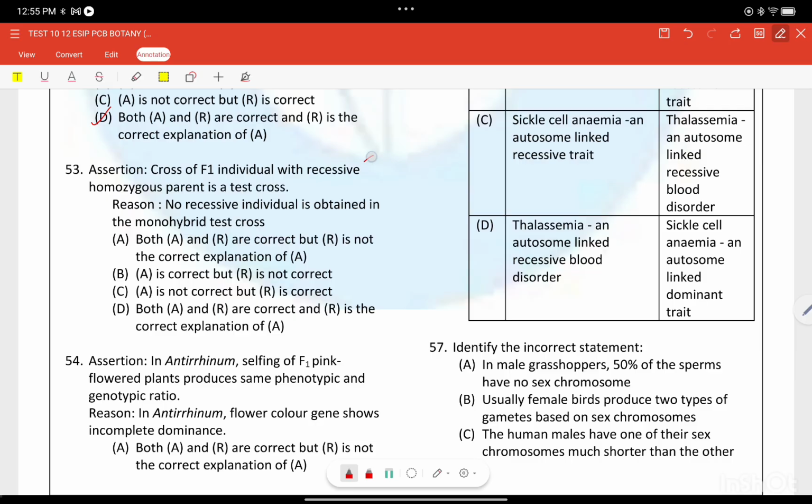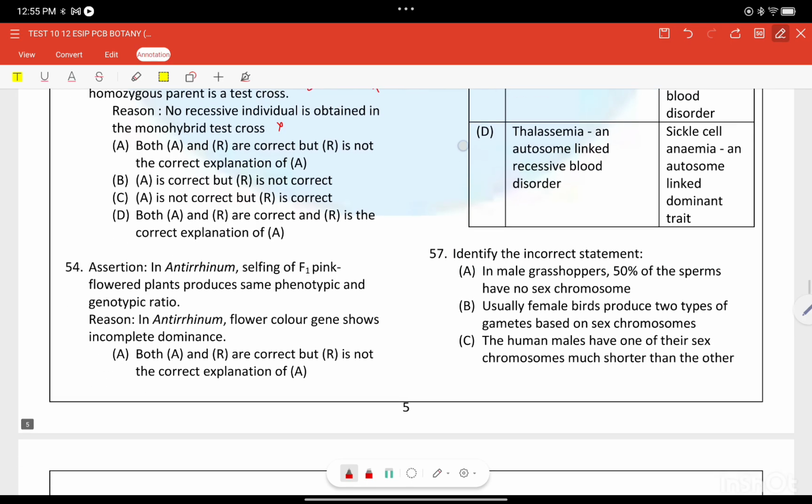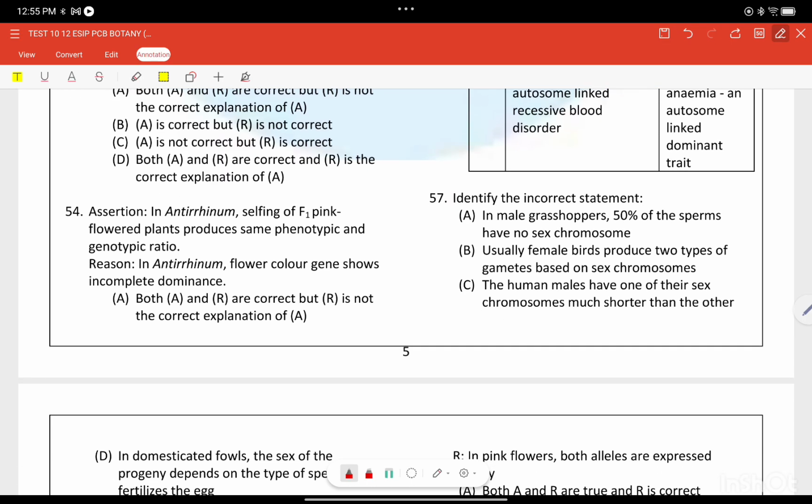Cross of F1 individual with recessive homozygous parent is a test cross. F1 individual means capital T small t. Cross with homozygous recessive parent, that is test cross. No recessive individual is obtained in the monohybrid test cross. That is incorrect, because if we cross this, then 50% is recessive progeny. So reason is incorrect.